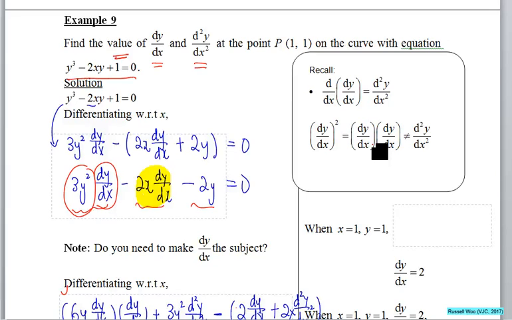Now what you need to do immediately here, you can substitute x is 1, y is 1 into this, we will get the answer. That means you substitute y is 1, you get 3 dy dx, minus 2 dy dx, minus 2 equals to 0. So that's what I'm going to write. Just substitute x equals to 1, y equals 1 into this, you get this. Then you get dy dx equals to 2, done.